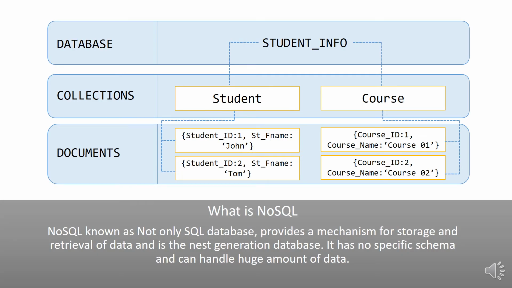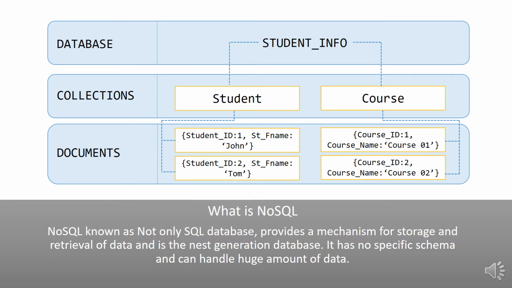NoSQL is most commonly known as not only SQL. This database provides a mechanism for storage and retrieval of data, and it's the next generation database. This kind of database has no specific schema and does not have tables with rows and columns storing data values, but can definitely handle a large amount of data.